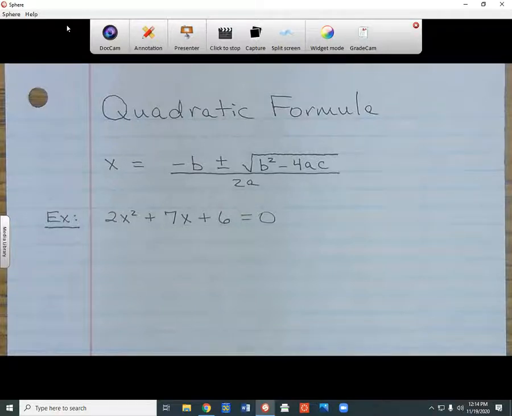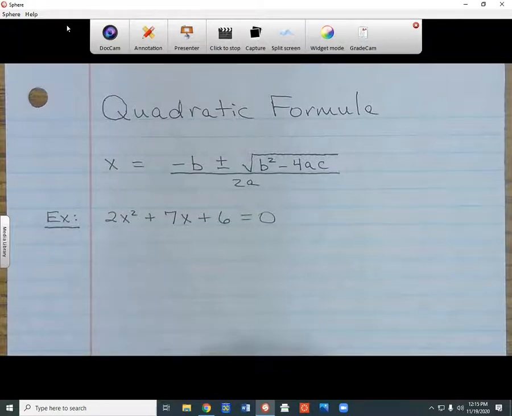Alright, so now that we have the quadratic formula, what I want to do is use the formula to solve some quadratic equations. Right here, I have the equation 2x squared plus 7x plus 6 equals 0. We're going to identify what A, B, and C are before we get started. So using my red pen, I'm going to see what A, B, and C are. Now A is always going to be the leading coefficient.